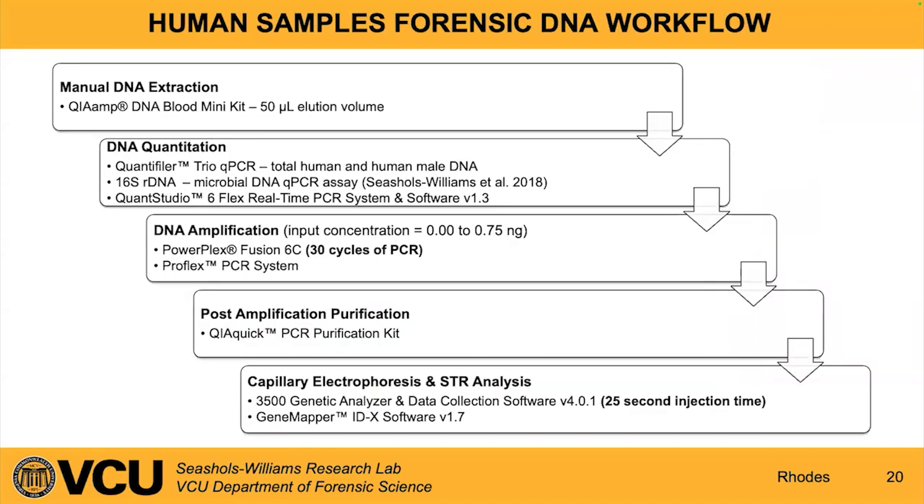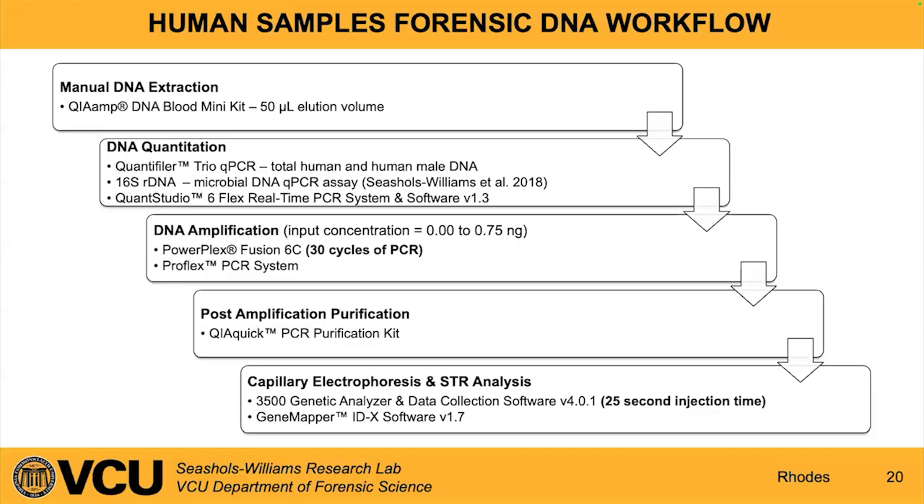For the human samples DNA workflow, the skeletal samples underwent the same sample preparation and cleaning routine as the bovine samples before pulverization or prolonged demineralization with the subsequent slicing. Pulverized and demineralized slice samples were prepared in triplicate of 0.2 grams for each skeletal element. Following DNA extraction, the samples were quantified using Quantifiler Trio for the assessment of total human and human male DNA. And again, we utilized the 16S ribosomal DNA qPCR assay as described by C. Schultz-Williams to evaluate the amount of exogenous DNA within our samples.